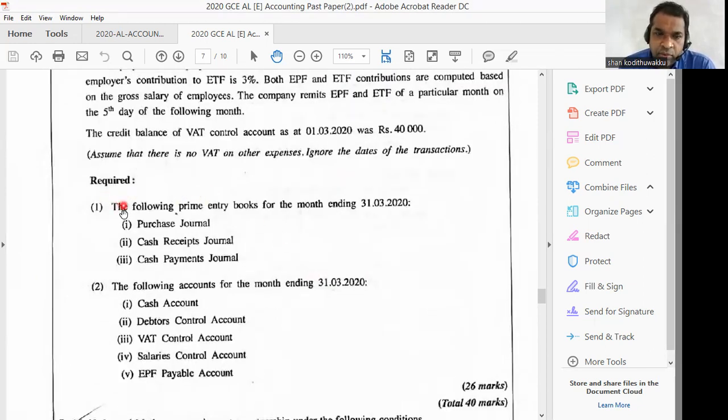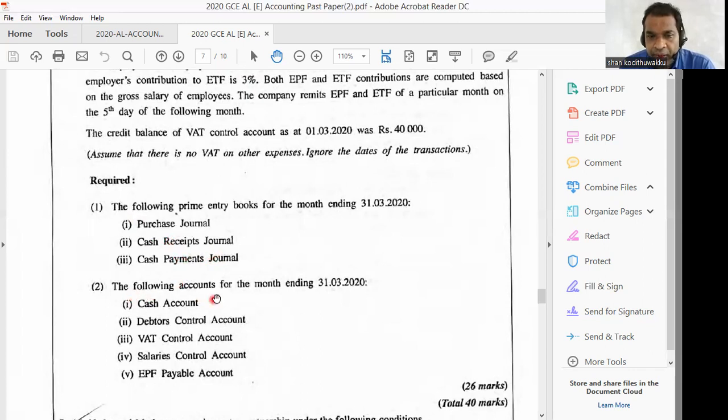Then finally, you are asked to prepare the following primary books for the month ending 31st March 2020: purchases journal, cash receipt journal, cash payments journal. If we just look at the 2019 paper, we had the same thing. That means currently the examiner gives priority to practicing primary books and preparing ledger accounts. Here, the same question, even in 2019, we had met.